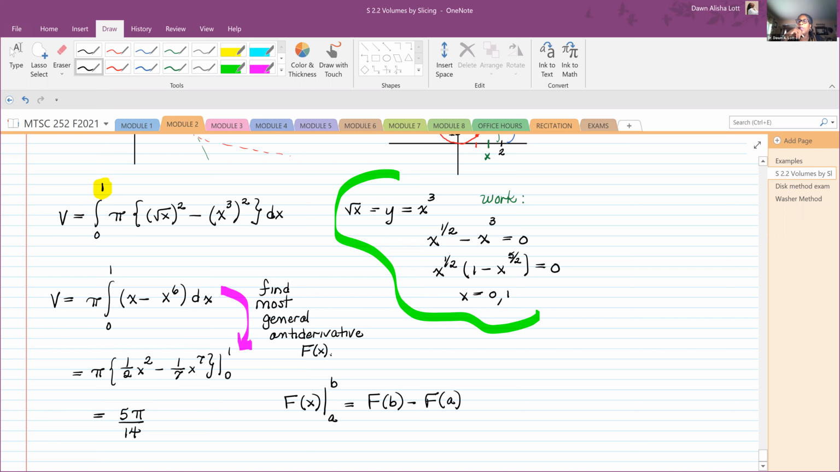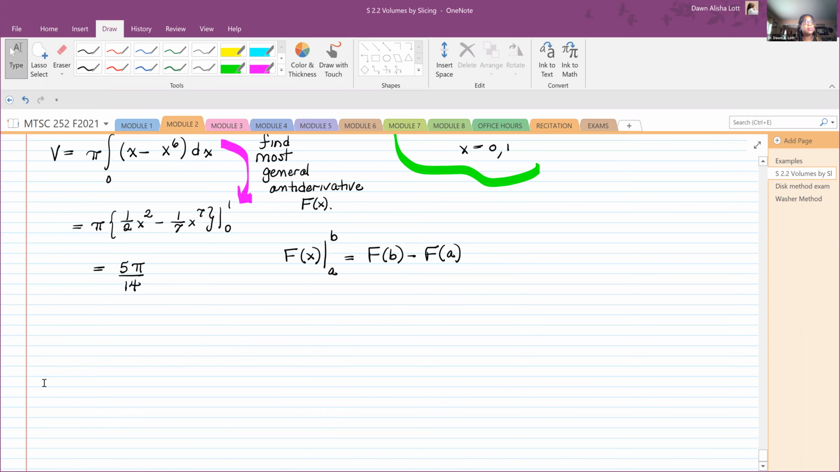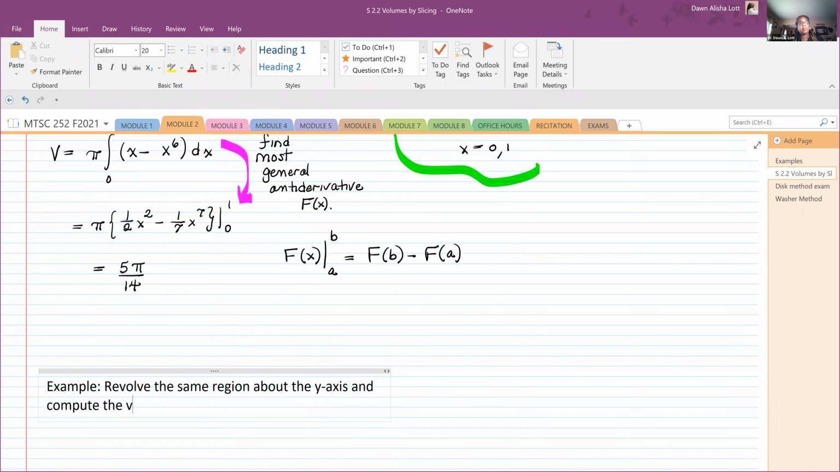Okay, any questions? Okay. Revolve the same region about the y-axis and compute the volume.